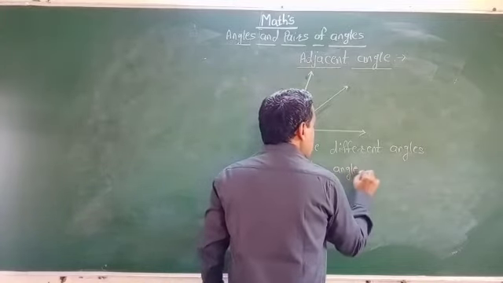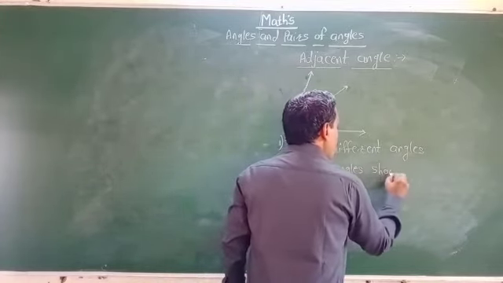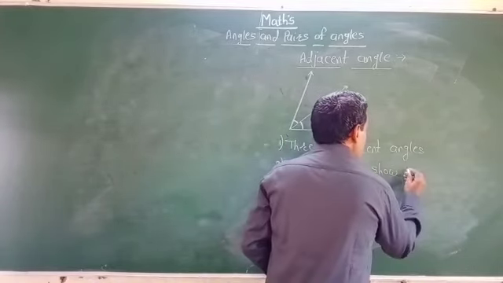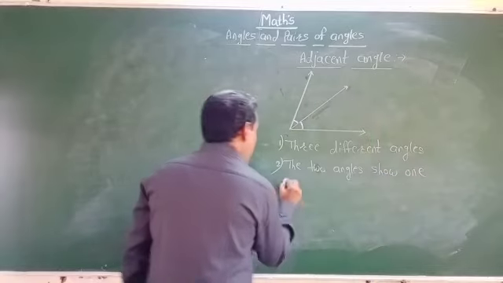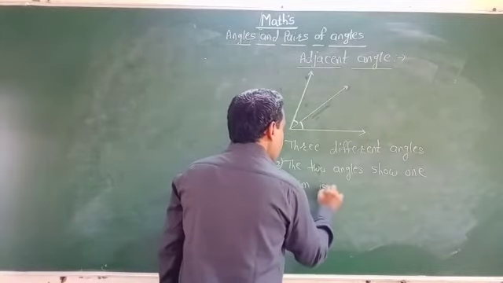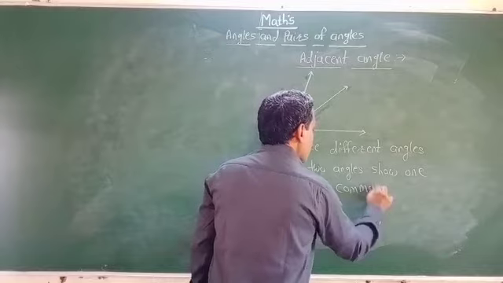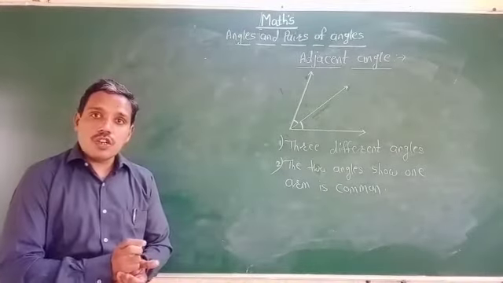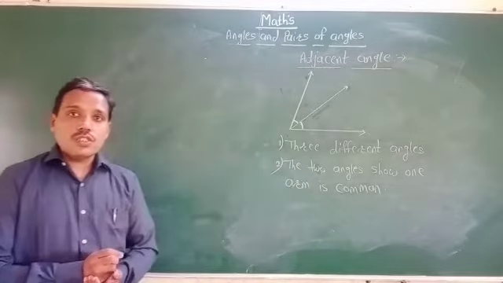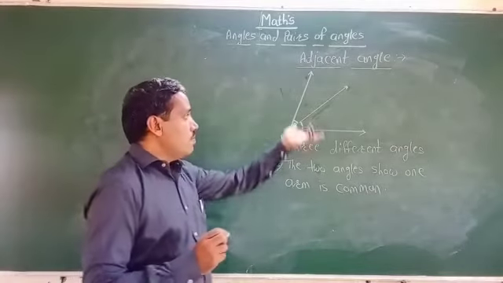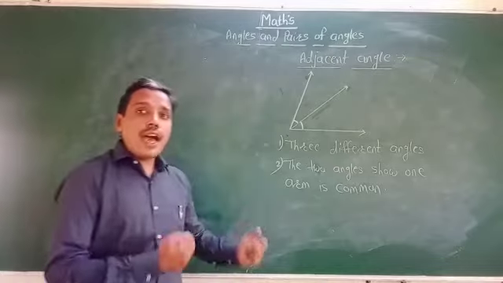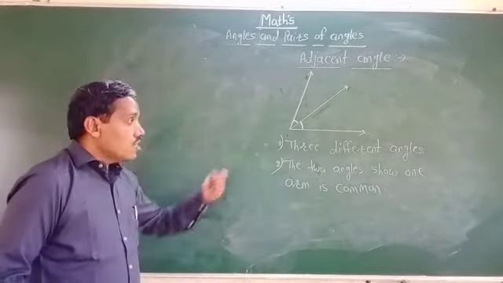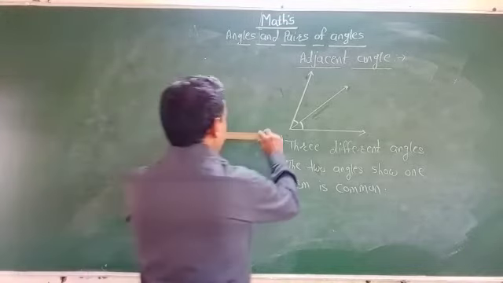The two angles show one arm is common. What is our next observation? The next observation is that the angles are acute angles or otherwise different. Now we also draw another diagram.